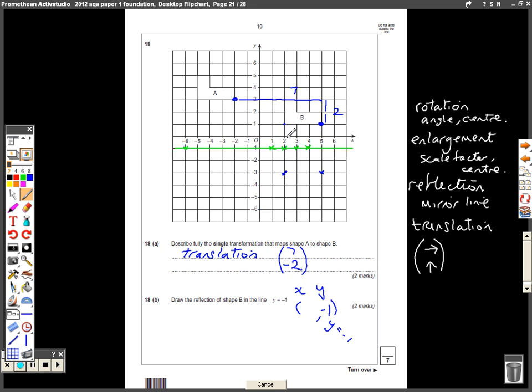This corner, 1, 2, 3, 4, 1, 2, 3, 4. So the shape, I've missed out one corner, but I can now see where it goes. It's going to be in this position. I'll just check, have I finished? Does it tell me to label the shape? Where it says draw the reflection of shape B in the line y equals minus 1, so this is my reflected shape.